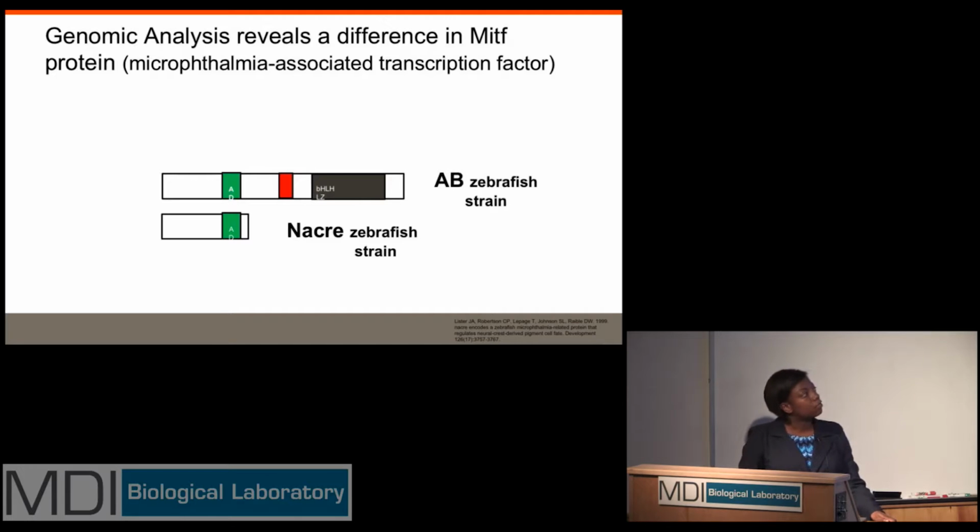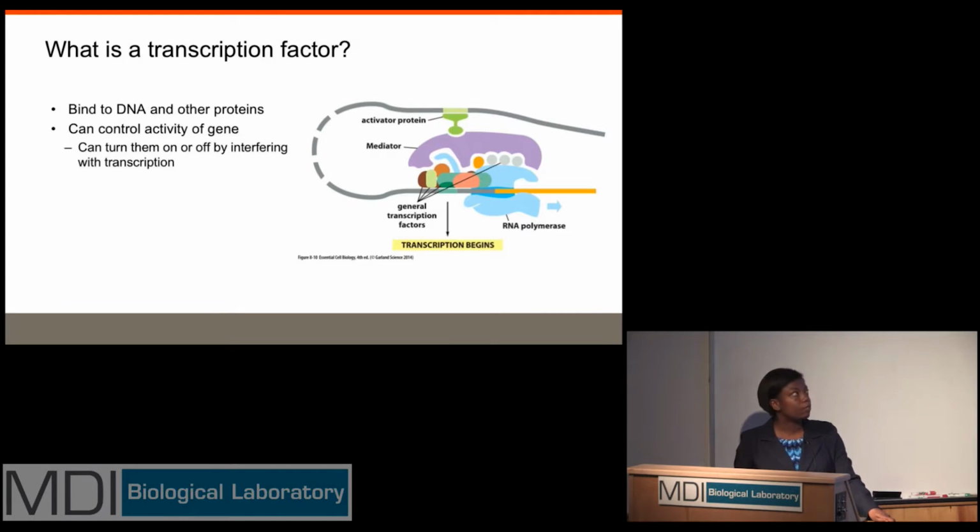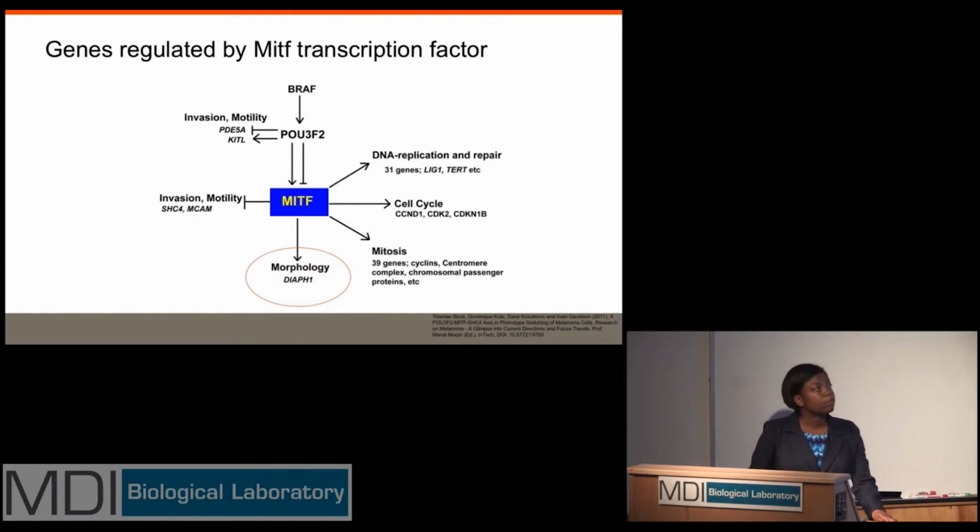And genomic analysis revealed that there is a difference between these 2 strains of fish with the Mitf protein. So our NACRA zebrafish strain has a truncated Mitf protein as compared to our AB zebrafish strain. And this Mitf protein codes for the Mitf transcription factor. And a transcription factor binds to DNA and other proteins, and it is able to control the activity of the gene by interfering with transcription. So the Mitf transcription factor codes for a whole host of genes, but for our lab purposes, we focused on morphology and diaph1, which is also known as dia1.